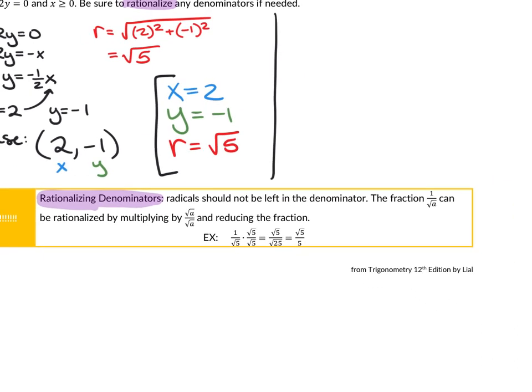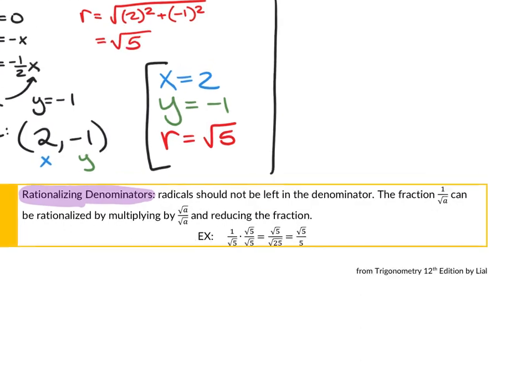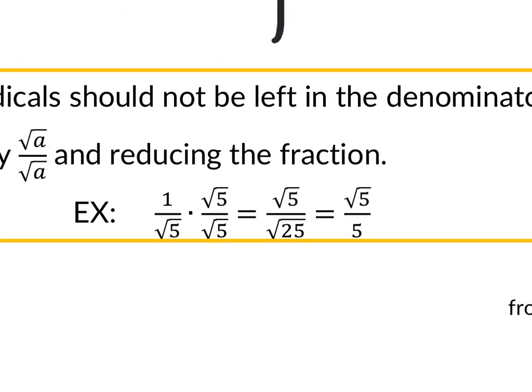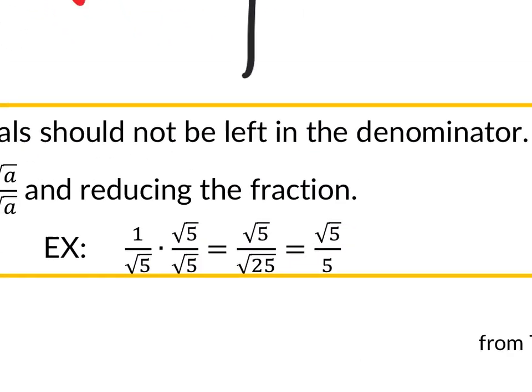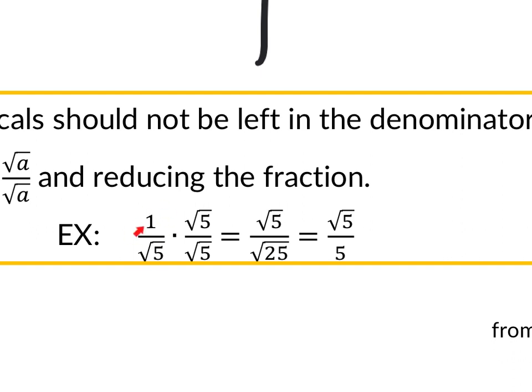The fraction 1 over root a can be rationalized by multiplying square root of a over square root of a and reducing the fraction. So for example, if I have 1 over square root 5, I will multiply it by square root 5 over square root 5. When I'm multiplying fractions, I do top times top and bottom times bottom. 1 times square root 5 is square root 5. Square root 5 times square root 5 is square root of 25, because 5 times 5 is 25. Well, what's the square root of 25?